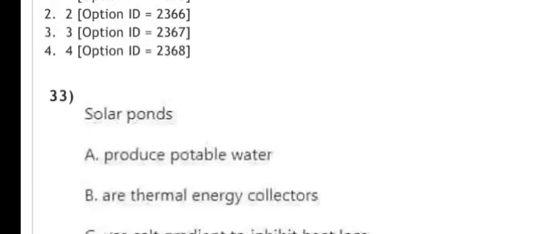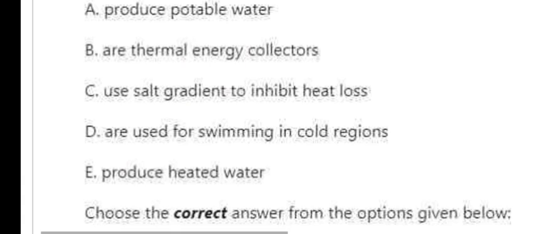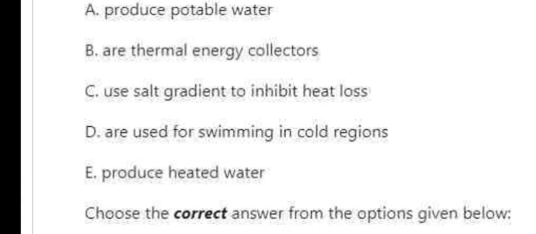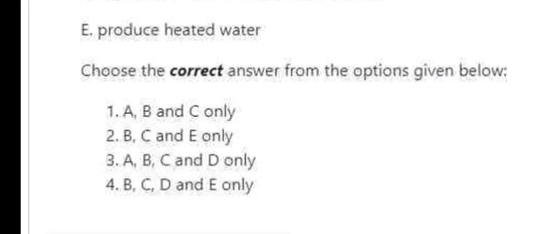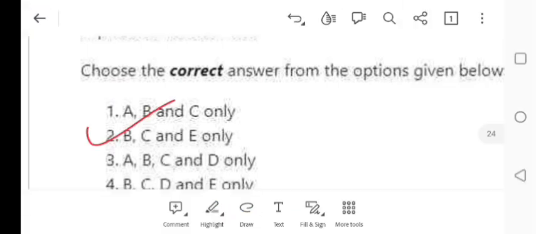Next, solar ponds are what? A, B, C, D, E. A: produce potable water, B: are thermal energy collectors, C: use salt gradient to inhibit heat loss, D: are used for swimming in cold regions, E: produce heated water. Options: A, B, C; B, C, E; A, B, C, D; B, C, D, E. So it will be B, C, and E. Done. Next.